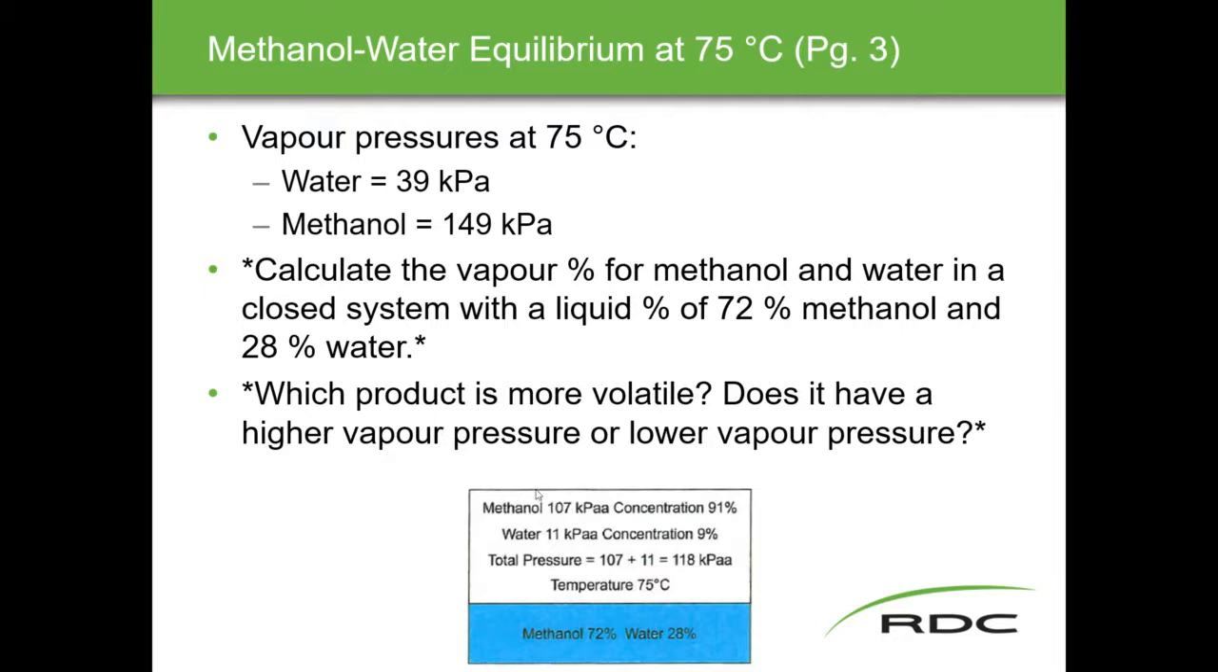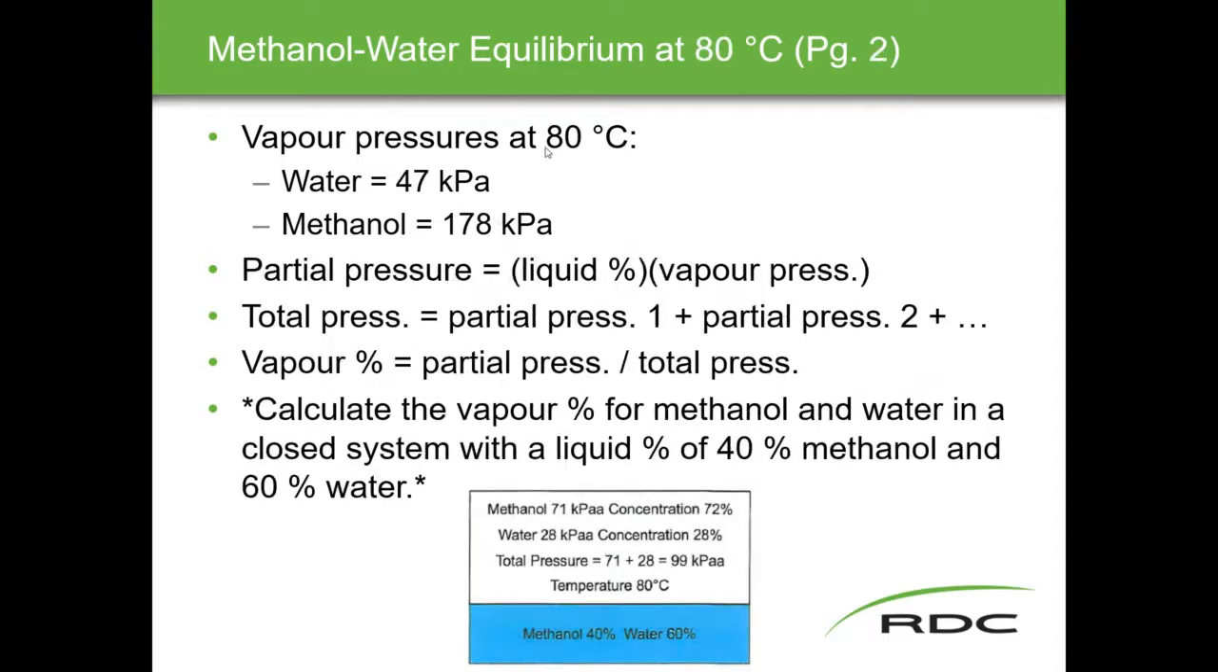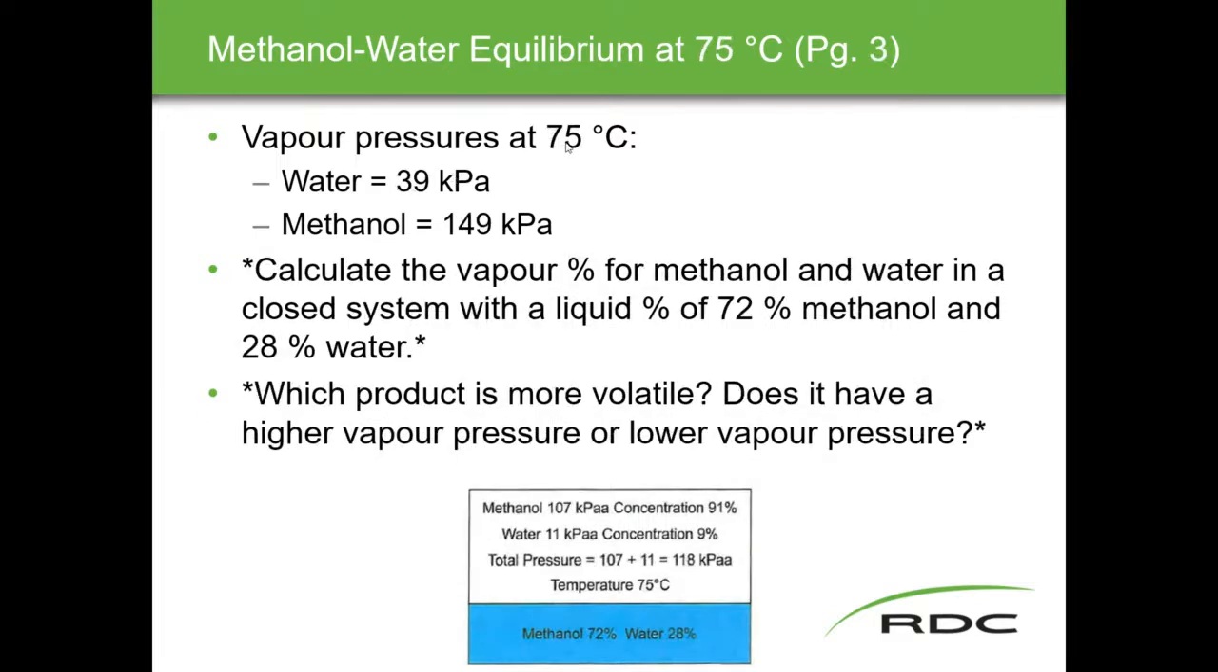So here at 75 degrees, we do the same kind of math, but given the vapor pressure at 75 degrees. If I had a container containing only water and I heated it to 75 degrees Celsius, it would exert this much pressure on the vessel. If I had a container of just methanol and I heated it to 75 degrees Celsius, it would generate this much pressure. So if we compare the two, at 80 degrees, which is a little bit warmer, we generate 47 kPa. At 75 degrees, which is a little bit colder, we generate 39 kPa. So that makes sense, right? The colder the temperature is, the less of the water is going to evaporate. Thus, we're going to have less pressure. The same applies to the methanol.